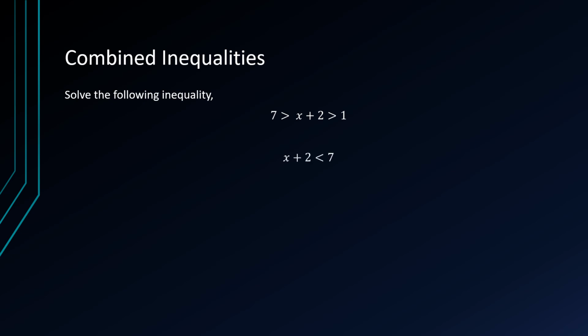First, let's do x plus 2 is less than 7. Subtract 2 from both sides. We end up with x is less than 5. Now, let's do x plus 2 is greater than 1. Subtract 2 from both sides. We end up with x is greater than -1. So our final solutions are x is less than 5 and x is greater than -1.